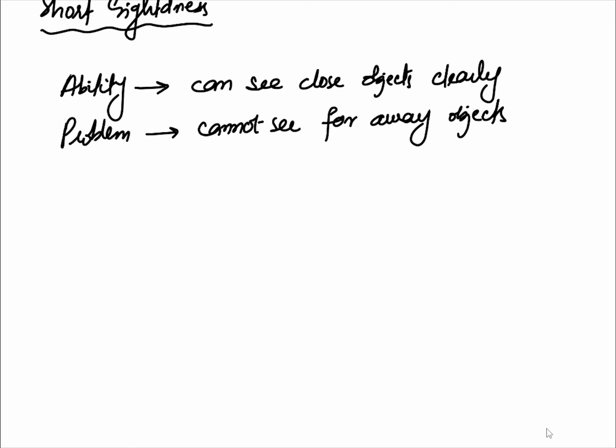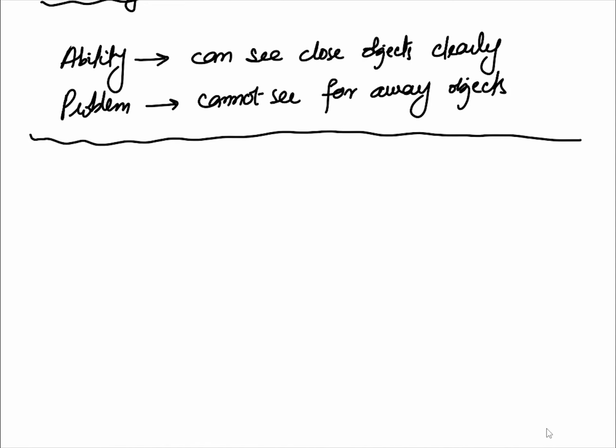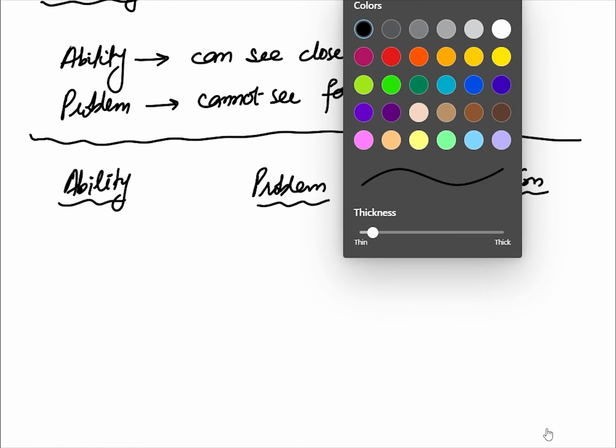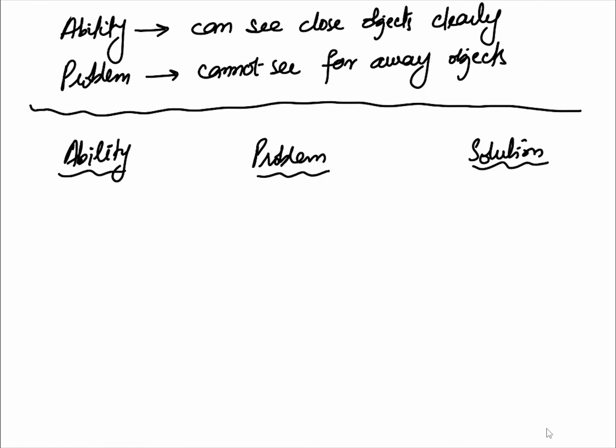So again, we draw three possible cases in which we are going to identify their ability, their problem, and the solution to that problem. So first we have their ability, what they can successfully do, then the problem that they face, and then the solution to that problem. Okay, so these are the eyeballs of the respective person.